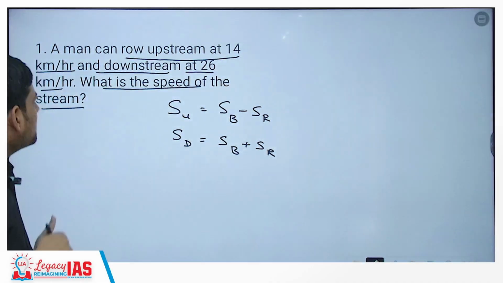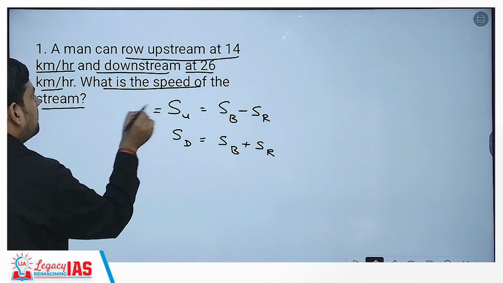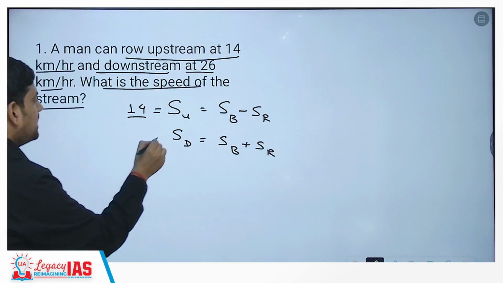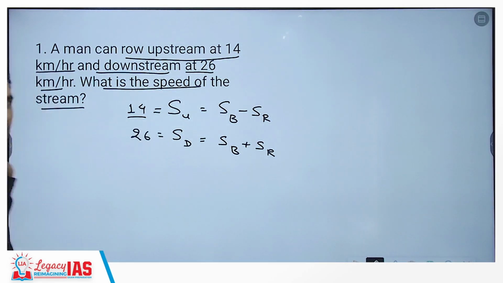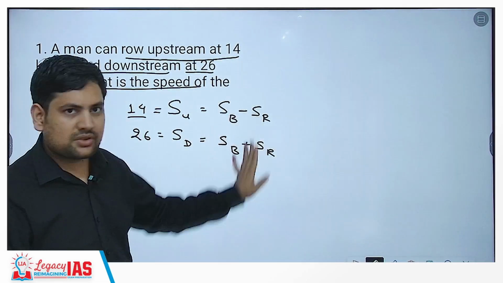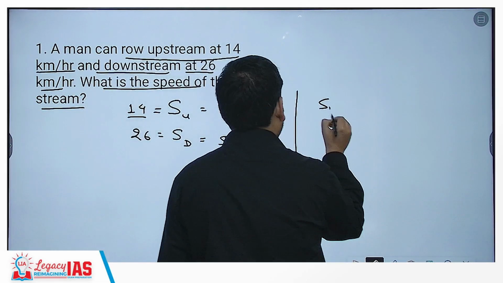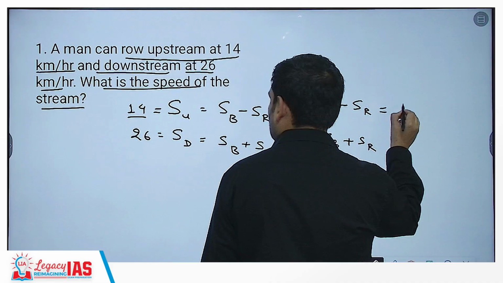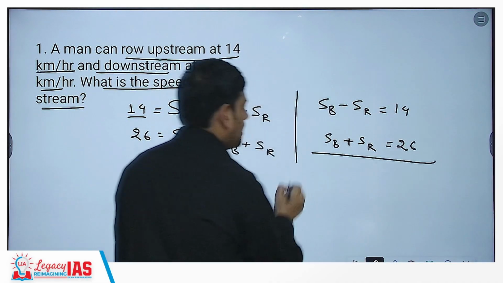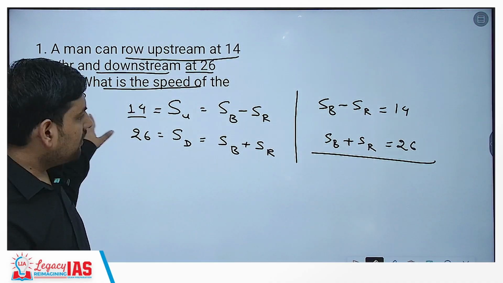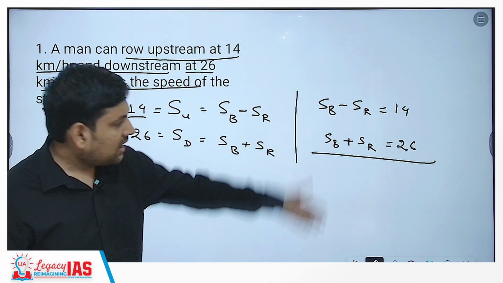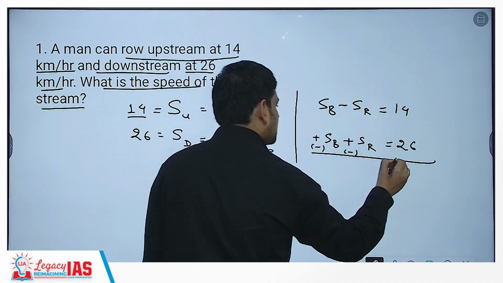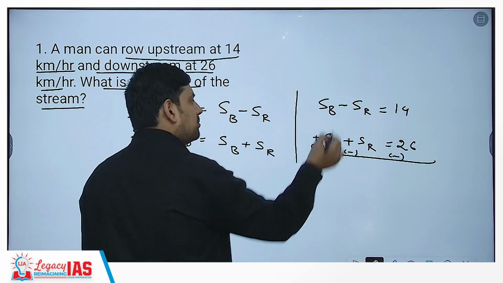Now, what is given in the question? A man can row upstream at 14 km per hour, so this is equal to 14, correct? And downstream at 26 km per hour, so this is equal to 26. Now you have to solve these two linear equations, and you've already learned how to solve linear equations like these. You have to find the speed of the stream. So you can subtract both of these equations. This plus will become minus, this plus will become minus. Speed of boat minus speed of boat will cancel out.